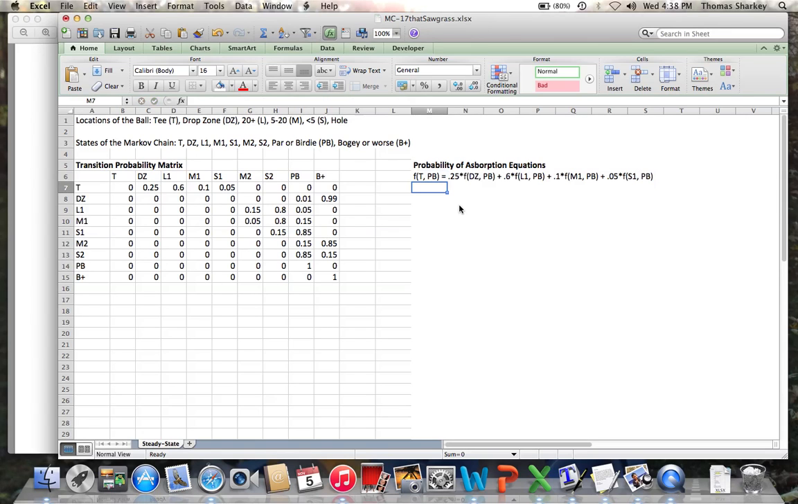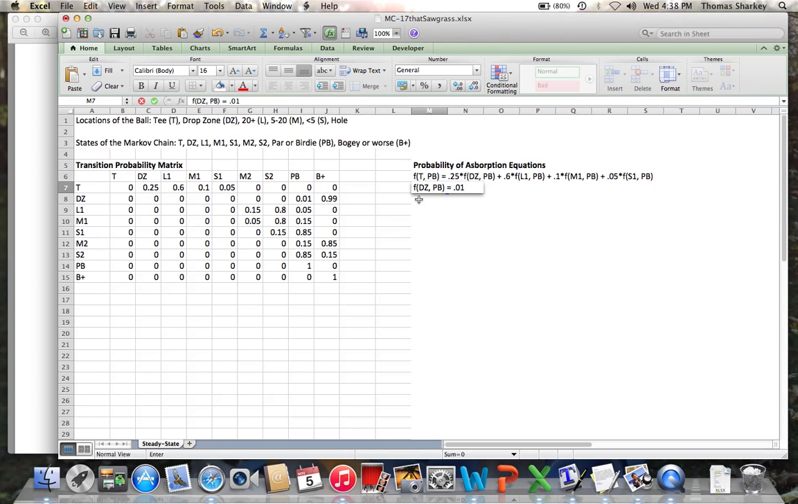So basically what we are doing in this equation is we're looking at the transition probability row out of the state T, and then we're taking each of the transition probabilities and multiplying it by the F of the state J we've transitioned to, comma, the PB state. So really similarly, if we look at F of DZ, comma, PB, we only have two transitions out of the drop zone state.